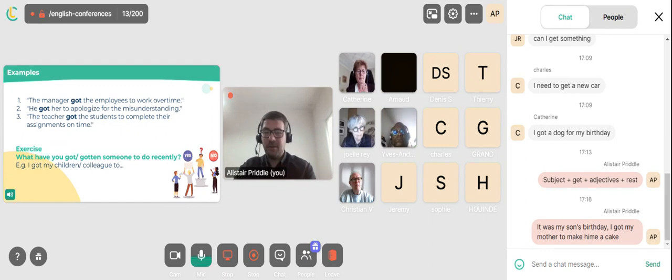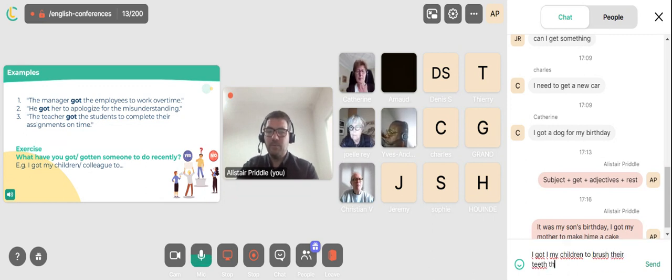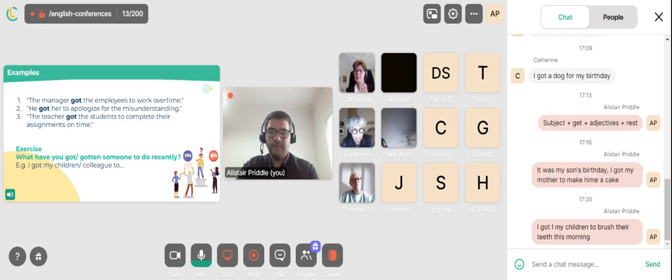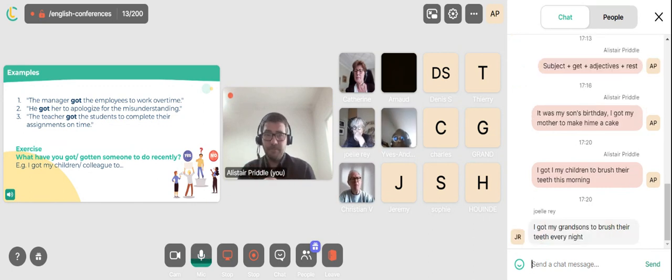Okay, so I can think of one straight away. I'm going to write it in the chat. I got my children to brush their teeth this morning. So try to think of an example that you can use with get, got, or gotten.